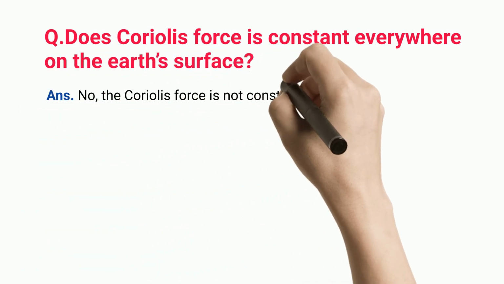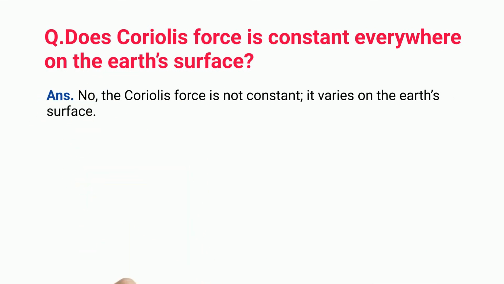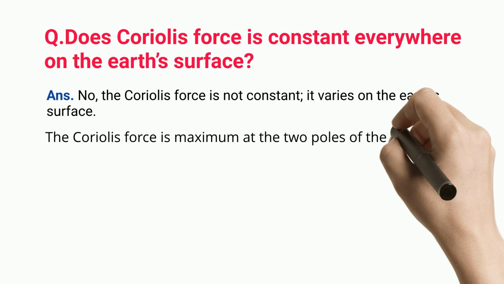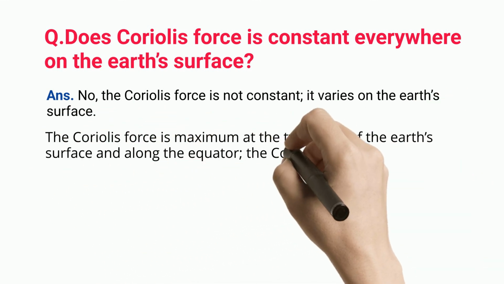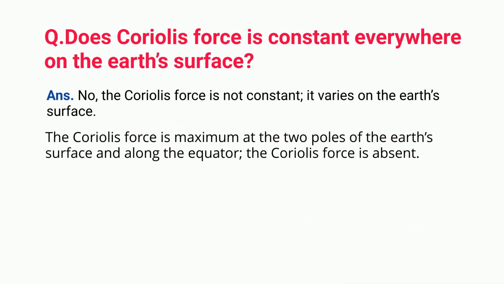Is Coriolis force constant everywhere on the Earth's surface? No, the Coriolis force is not constant, it varies on the Earth's surface. The Coriolis force is maximum at the two poles of the Earth's surface, and along the equator, the Coriolis force is absent.